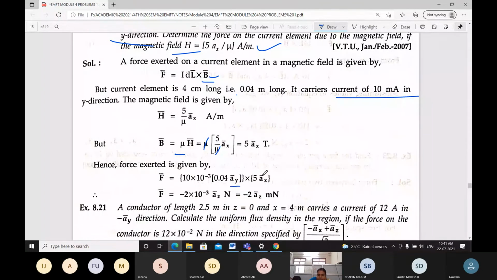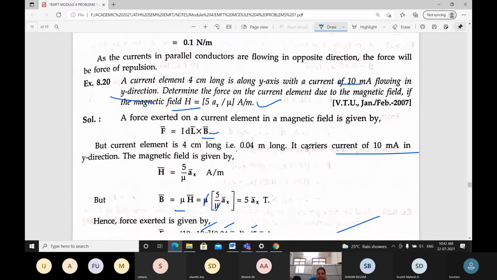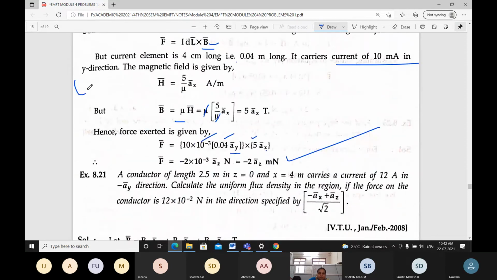AY cross AX, what will we get next? It is minus AZ. The cross products of AX, AY, AZ were covered in the first module. Based on that, it comes with a negative sign here. Just multiply, then you get minus 2 into 10 to the minus 3. I can write that as minus 2 AZ milli newtons. This is the force exerted on this current element. This also carries 4 marks.